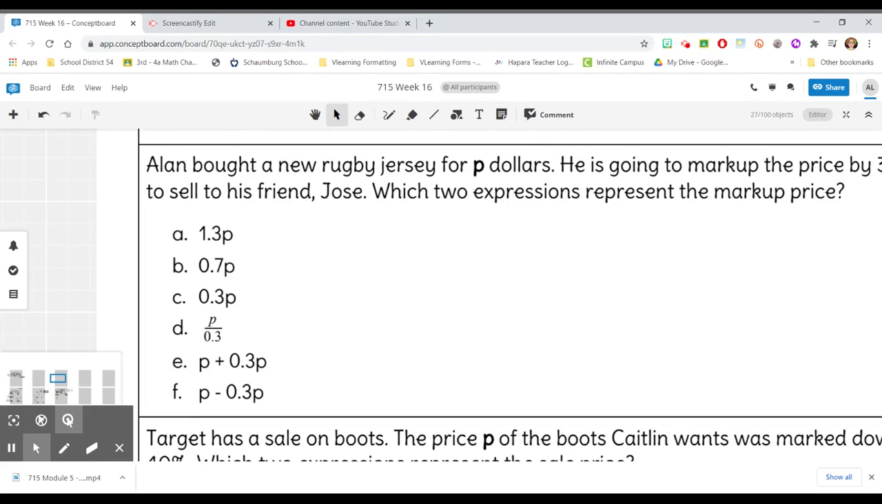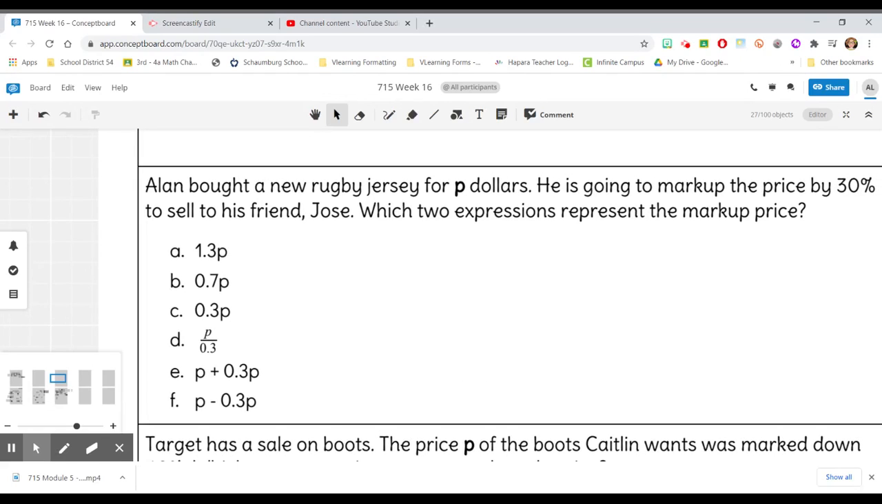The next two problems are multiple choice. Hopefully they're going to be a little bit easier to understand. Alan bought a new rugby jersey for P dollars. There's that variable P again. He's going to mark up the price by 30%. Markup means increase. To sell to his friend Jose. Which two expressions represent the markup price?